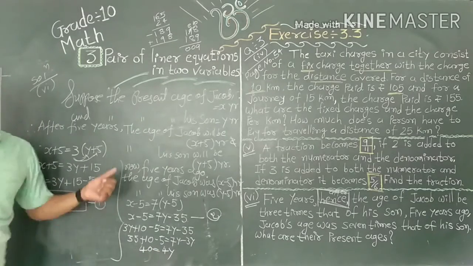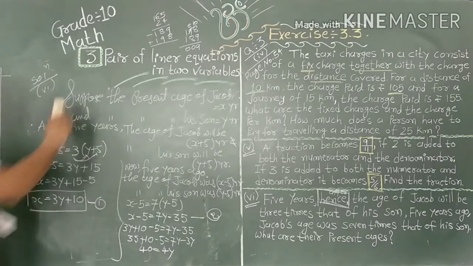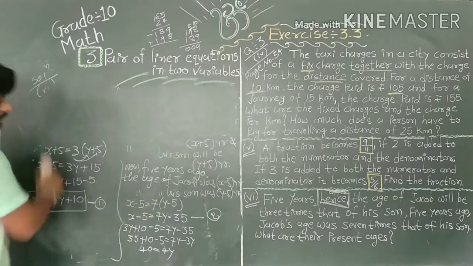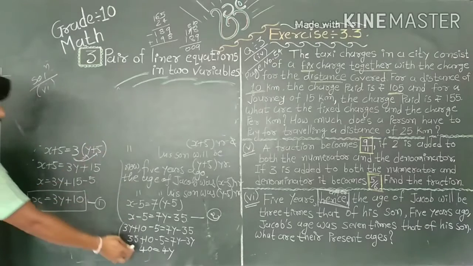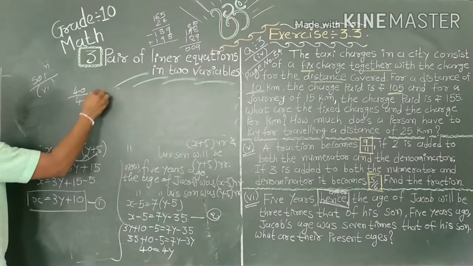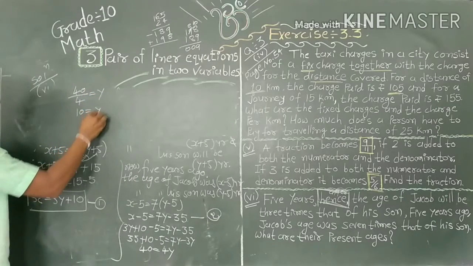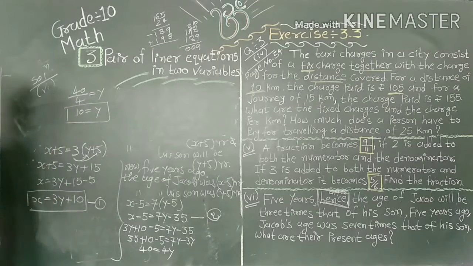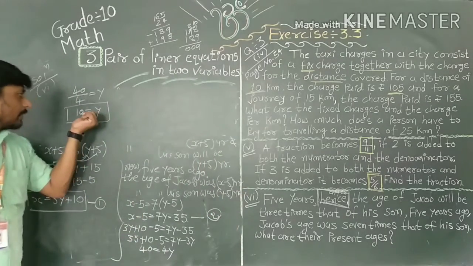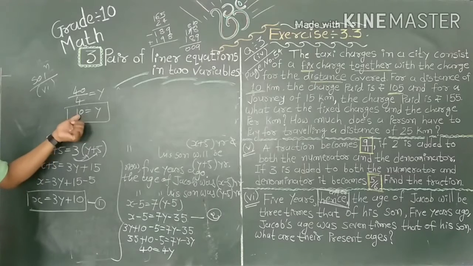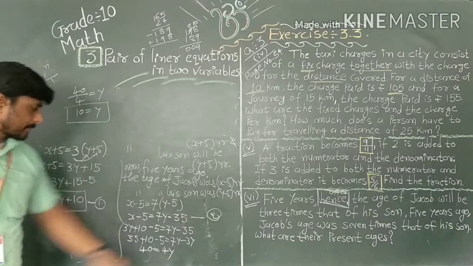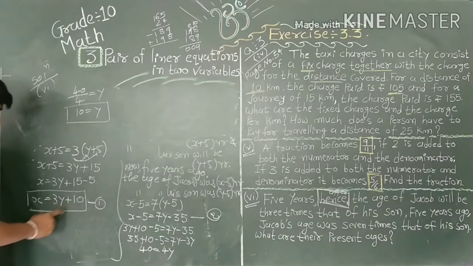Here, 40 is equal to 4y. That means 40 upon 4 is equal to y. That means 10 is equal to y. Okay, y is equal to 10. Now I put y is equal to 10 in equation number 1. Also you can put it in equation number 2, but this is a simple one.